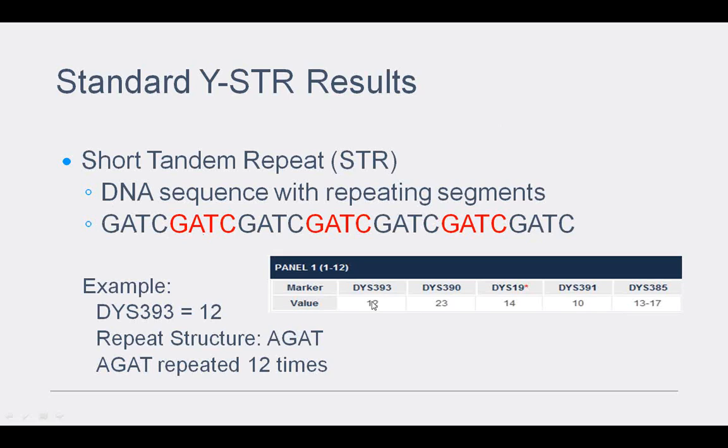Now, every marker has its own sequence, and that information is not provided at Family Tree DNA. There's a genetics database out there, and I have an advanced webinar that goes into much more detail about this. But I can show you one example. For DYS 393, the repeat structure is AGAT. So the fact that my brother has a 12 here means that AGAT was repeated 12 times in a row. Some people have it repeated only 11 times. Some might have it repeated 13 times. So that's where that information comes from.